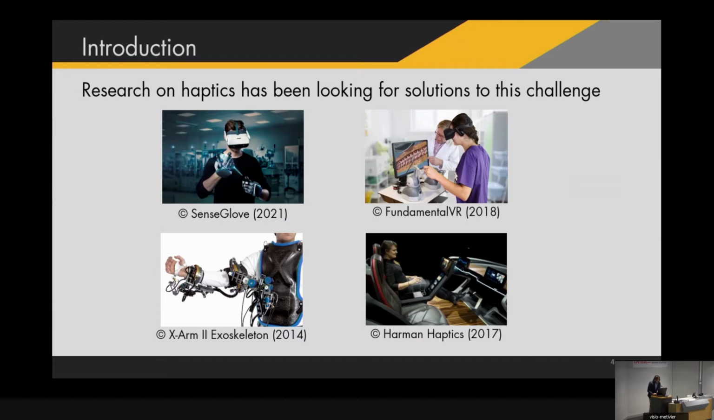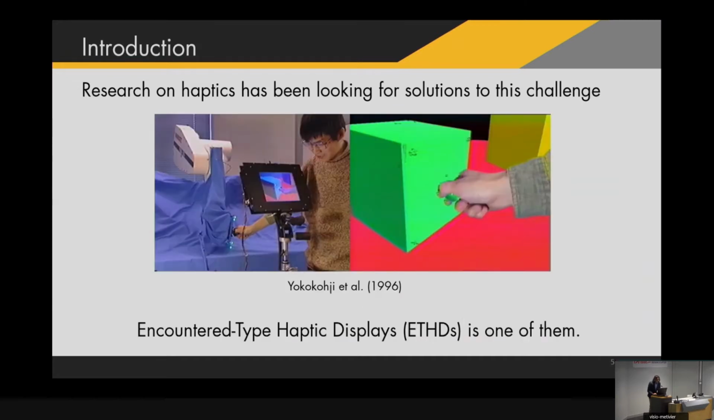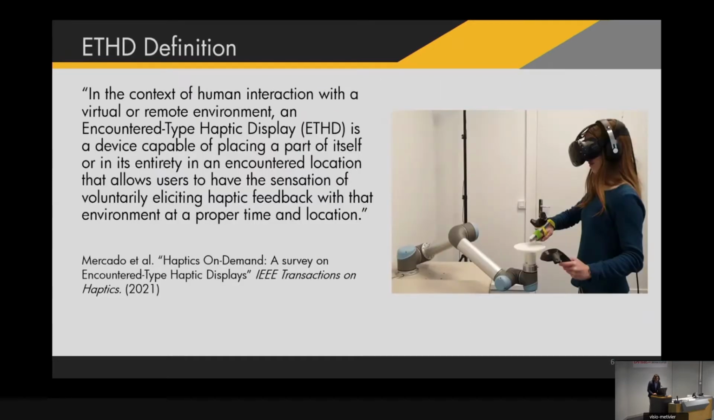Amongst all these solutions, there's another approximation, which are encounter-type haptic displays. But what are encounter-type haptic displays exactly? Well, I'm going to invite you to read along the definition with me, which says, in the context of human interaction with a virtual or remote environment, an encounter-type haptic display, or ETHD, is a device capable of placing a part of itself or in its entirety in an encounter location that allows users to have the sensation of voluntarily eliciting haptic feedback with that environment at a proper time and location.